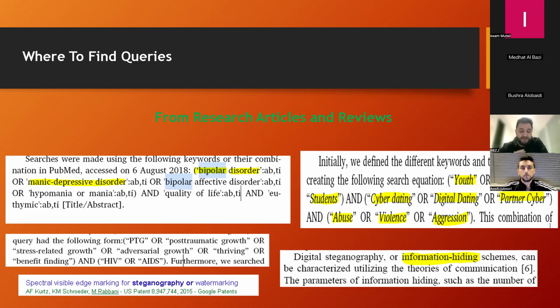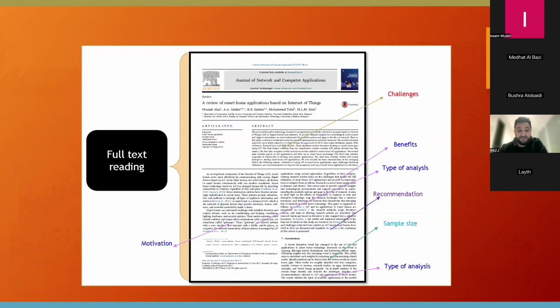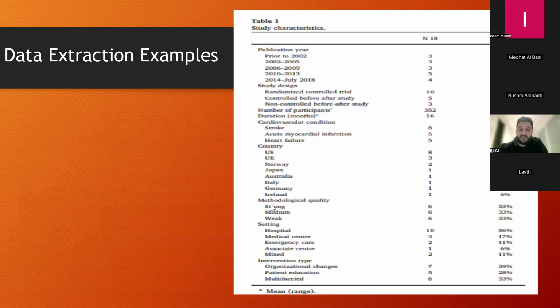Okay, so once you do the 2 iterations of scanning, then you jump to the next, which is the full text reading. And in the full text reading, you have a set of questions, a set of elements that you have to extract from the article. For example, in this systematic literature review, they extract things related to, for example, years of the study. They group them. Study design, is it controlled? Is it blah blah blah? Number of participants, duration of study. So all of these elements, you put in a table, and then study by study, you extract this information.